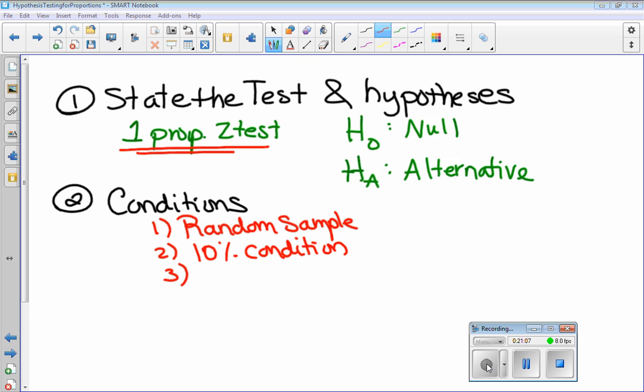Don't ever write that and expect to get credit. You would have to use the context, right? 256 is less than 10% of all, whatever, okay? Number 3, third condition: np is greater than 10. Sometimes we have to use p-hat here. And then nq is greater than 10. And sometimes they even say equal to, and that's okay. Either around there. All right, so we know the conditions for proportions, or at least the 1 proportion z-test.